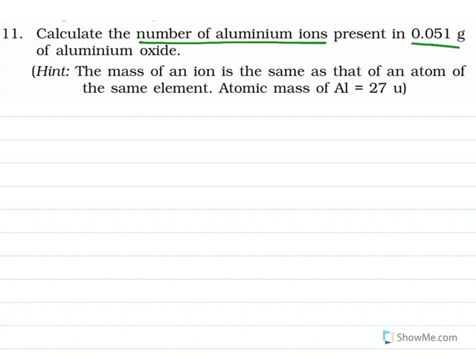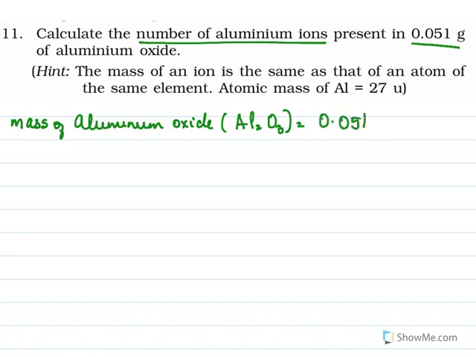Calculate the number of aluminum ions present in 0.051 gram of aluminum oxide. So mass of aluminum oxide, which is Al2O3, the mass they said is 0.051 gram. Here we have to know number of molecules, not moles here, number of molecules of Al2O3. We need to find molar mass too.